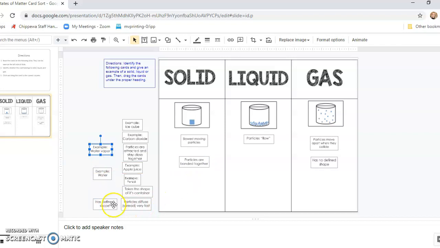Let's leave the examples to last. Let's see, what has a defined shape? We know that our solid usually has a defined shape, right? Because it's all packed together nice and tight.